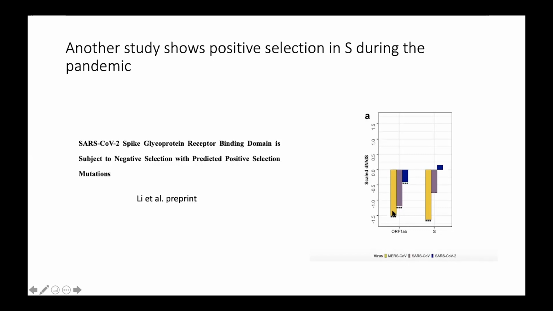And what we find is that there's purifying selection on all of the genomes in this early region of the genome, ORF1a and b. And then for MERS and for SARS-CoV, there's purifying selection on the S spike protein. But for the one that has spread around the globe, there's actually positive selection acting on that one.